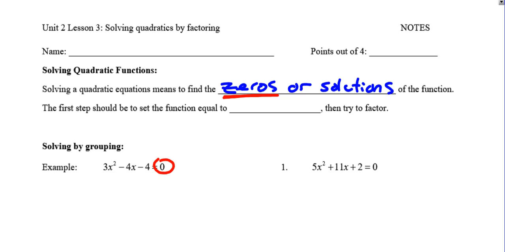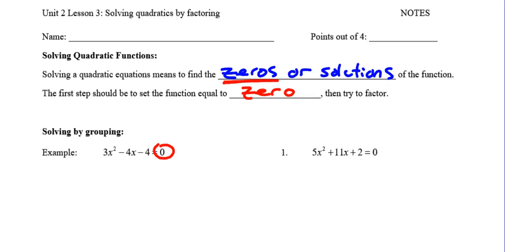All right, the first step, if it's not already set equal to 0, we should always set the function equal to 0. And then again, try to factor it first if you can. If you can't, then we'll have other methods in the subsequent lessons that you can try. All right, so let's do an example. This is called solving by grouping. Some of you have seen this before, some of you have not. It's okay.